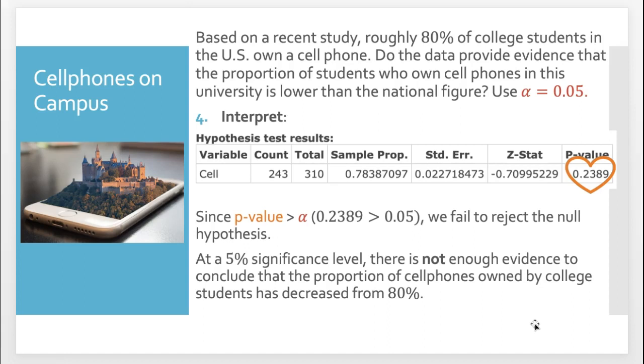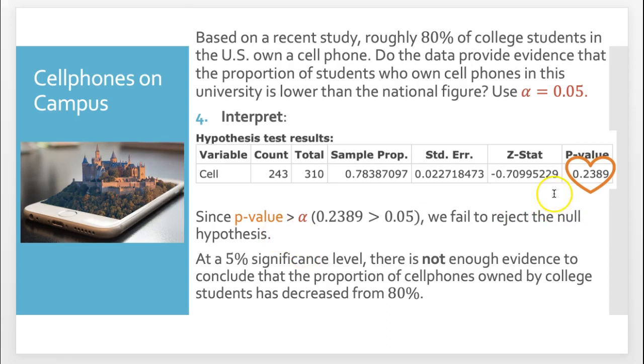Whenever you get the p-value, you always compare it to your significance level. If the p-value is smaller than this, then we reject the null. If it is larger, then we fail to reject the null. In this case, our p-value is greater than alpha. That is, 0.2389 is larger than 0.05. So we fail to reject the null hypothesis.